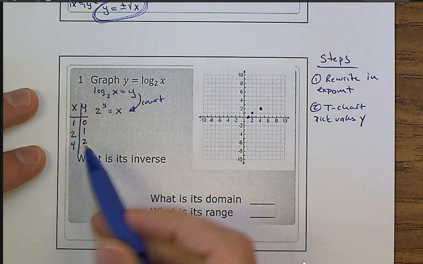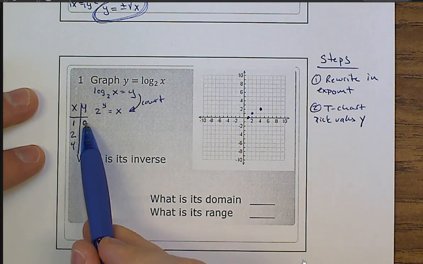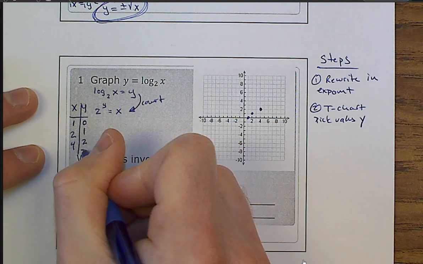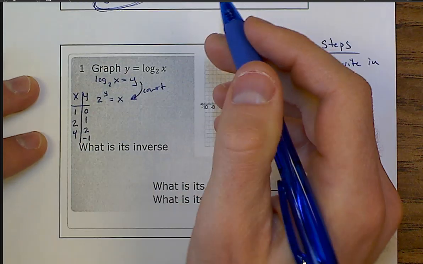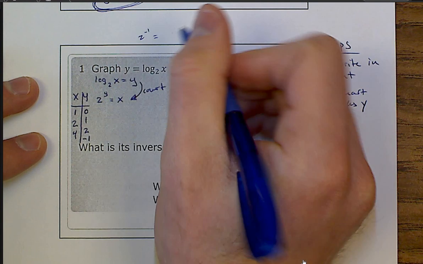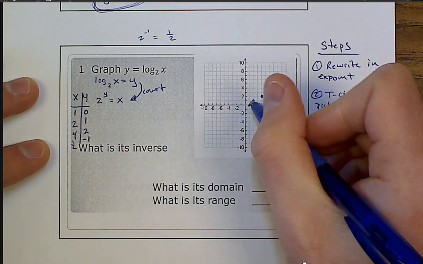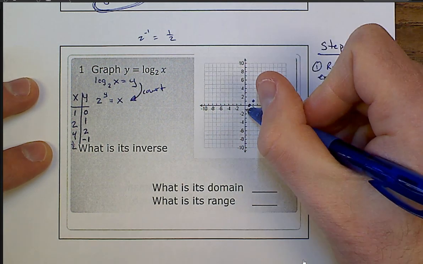Let's pick a negative, or excuse me, I went 0, 1, and 2 for my y values. Now I'm going to pick a negative 1. So if I pick a negative 1 for y, what's 2 to the negative 1? Right? 2 to the negative 1 is going to equal 1/2. So I get 1/2. So when I go 1/2 on x, I get negative 1.